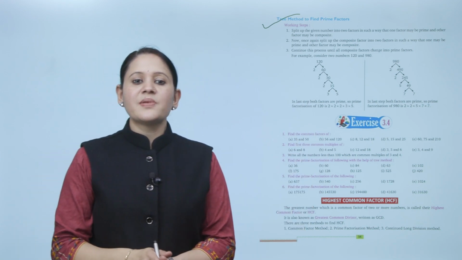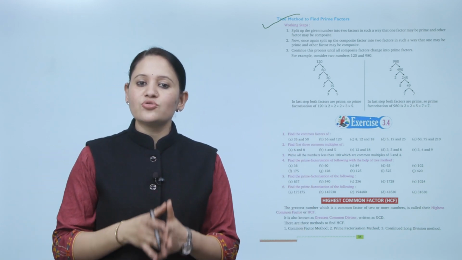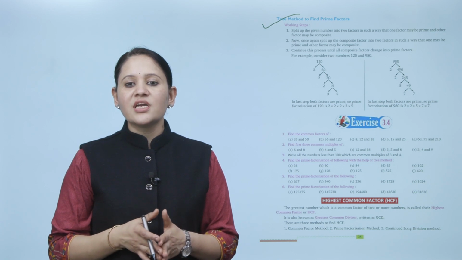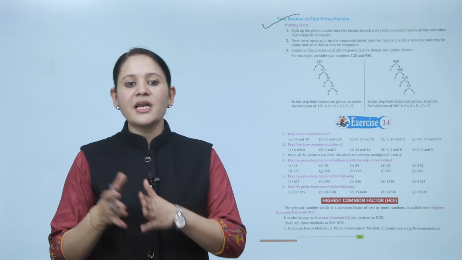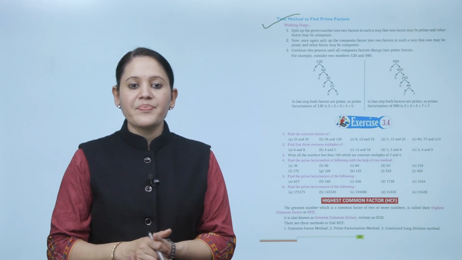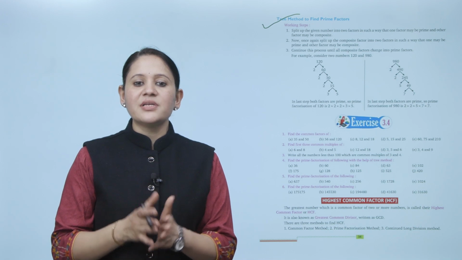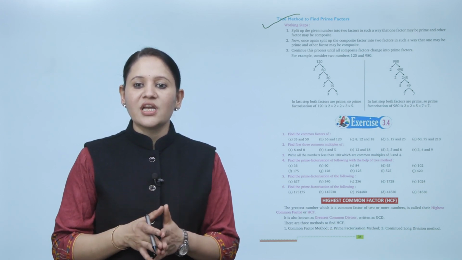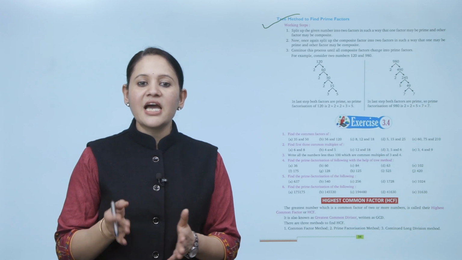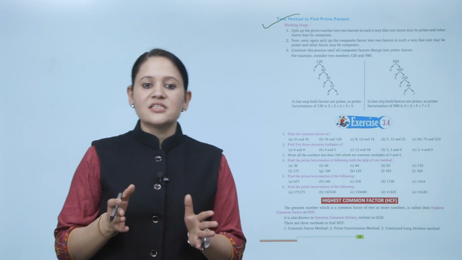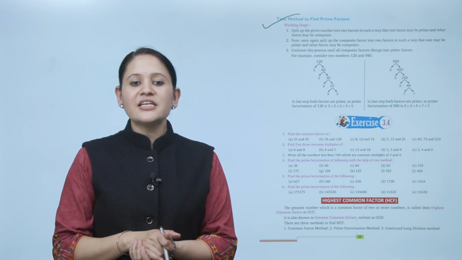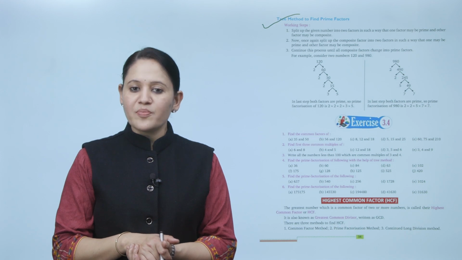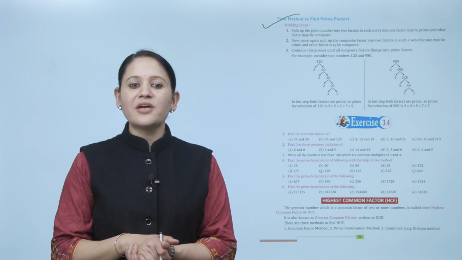Working steps are: split up the given number into two factors in such a way that one factor may be prime and the other factor may be composite. Now once again, split up the composite factor into two factors in such a way that one may be prime and the other composite. Continue this process until all composite factors change into prime factors.